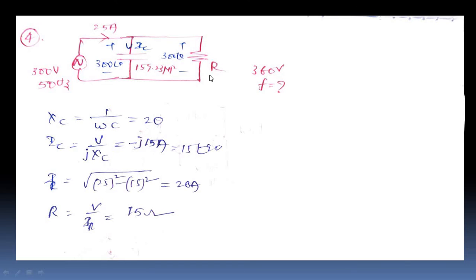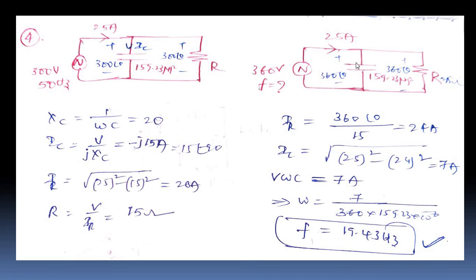So now the question is, in order to maintain the same current, if the voltage is changed from 300 to 360 volts, what should be the frequency? The circuit is same, but the voltage is changed from 300 to 360 volts. So then we know the value of resistance. From that we can calculate the current flowing through the resistance, because the voltage is changed, that's why the current flowing through the resistance will change.